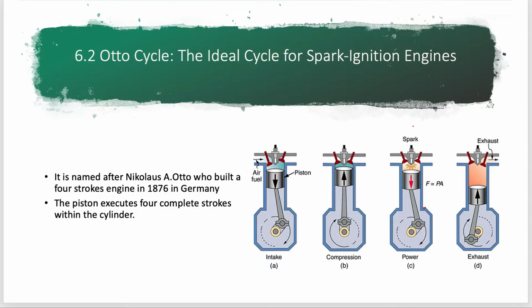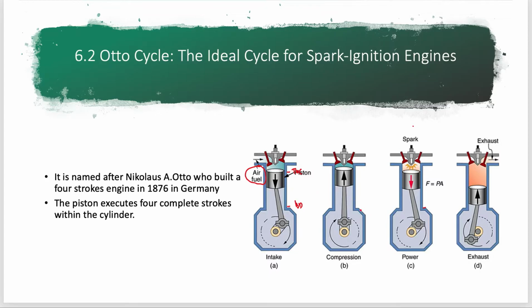So if you can see here, we have 4 strokes, called the intake stroke, compression stroke, power stroke and exhaust stroke. In the intake stroke, the air and fuel enter the cylinder through the intake valve, and the piston moves from TDC to BDC. So, one stroke. The volume inside here, we call it the displacement volume or maximum volume.